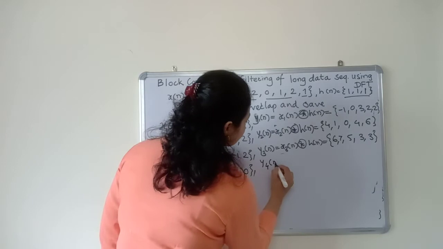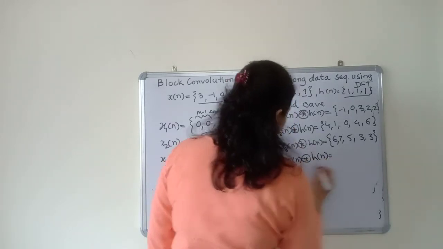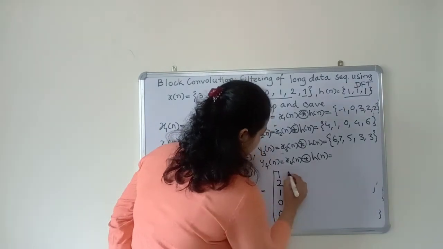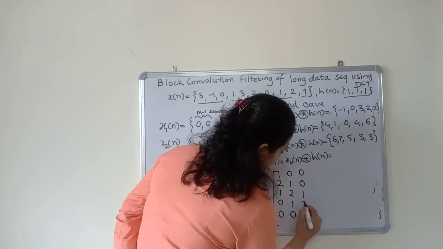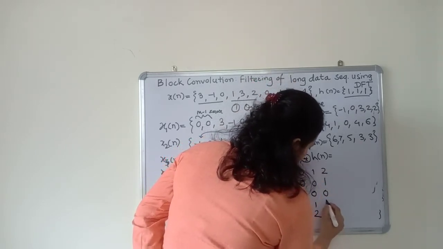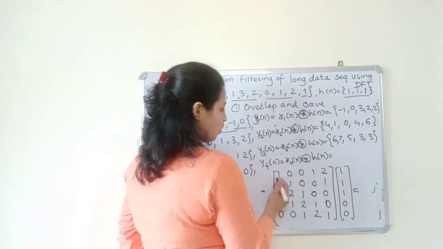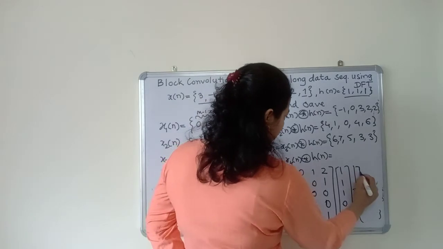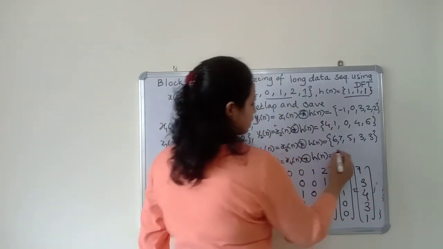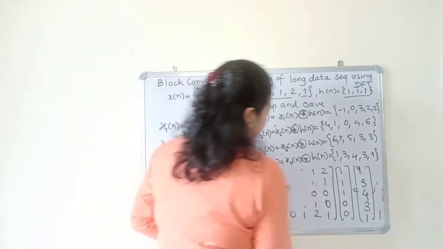The partial output y4 of n is equal to x4 of n circularly convolved with h of n. Now the circulant matrix for x4: 1 2 1 0 0, 0 1 2 1 0, 0 0 1 2 1, then 1 0 0 1 2, 2 1 0 0 1. The result is 1, 3, 4, 3 and 1. So we will write it here: 1, 3, 4, 3, 1.